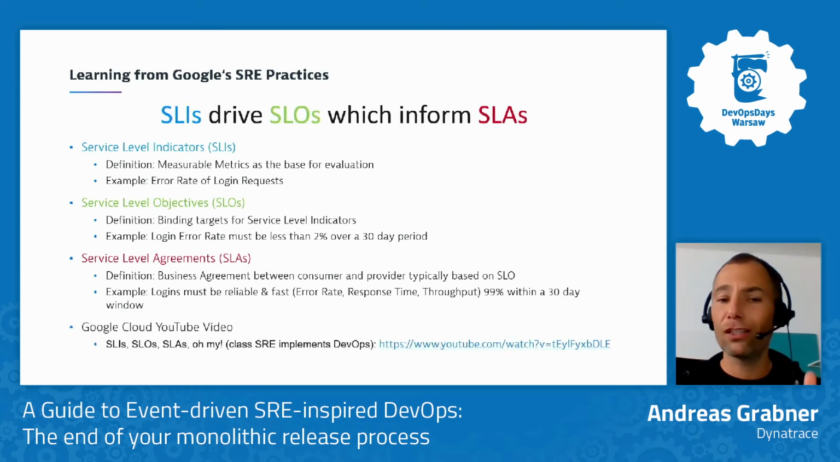If this is new for you, then definitely check out some of the content. To highlight it, SLIs drive SLOs, which inform SLAs. Metrics against objectives tell us if we're messing up something where we have a legal binding.